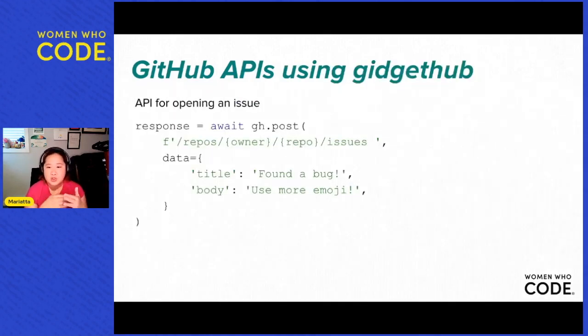Here, I'm showing a code snippet, an example of how you can use the library to open an issue on GitHub. It's basically one line. You make a post request to the GitHub API. It will look like this: you pass in the title of the PR or issue and the body of the issue.